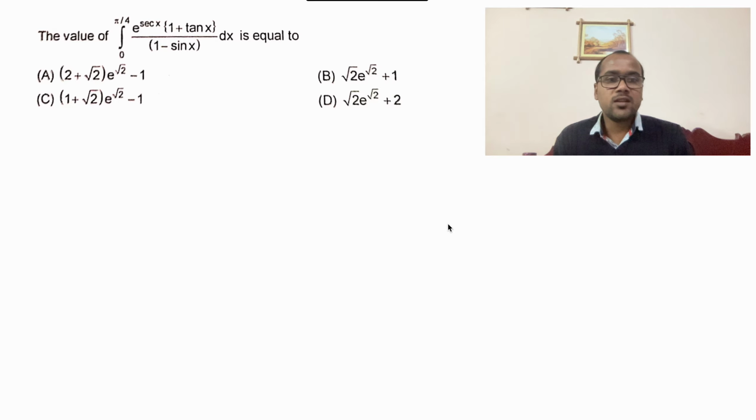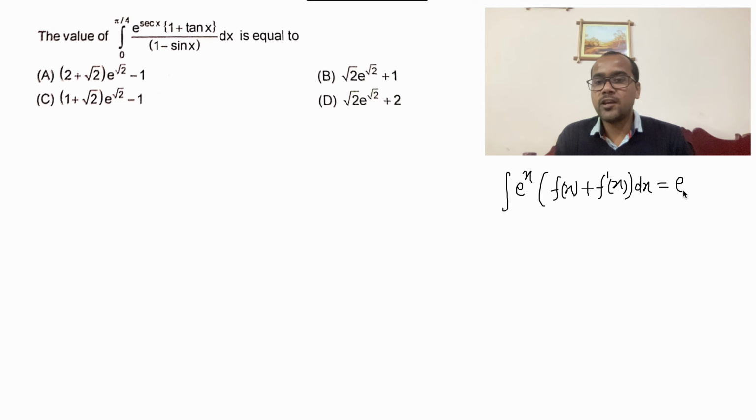Hello dear students, let's see this problem of indefinite integral 0 to pi over 4 e to the power sec x (1 plus tan x) upon (1 minus sin x) dx. So before coming to this question, let me just recall one indefinite integral: e to the power x into [f(x) plus f dash (x)] dx.